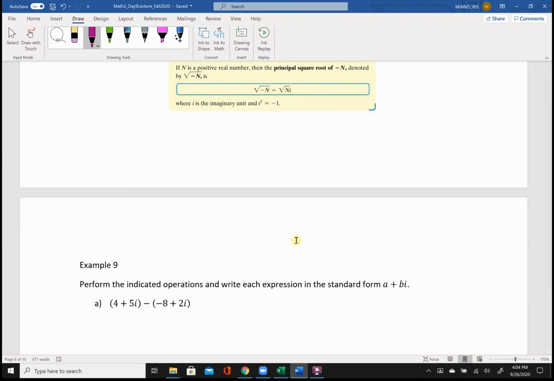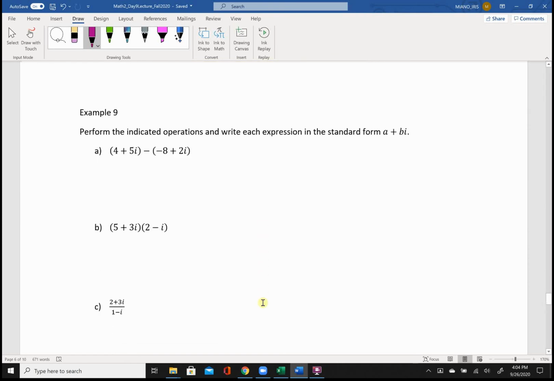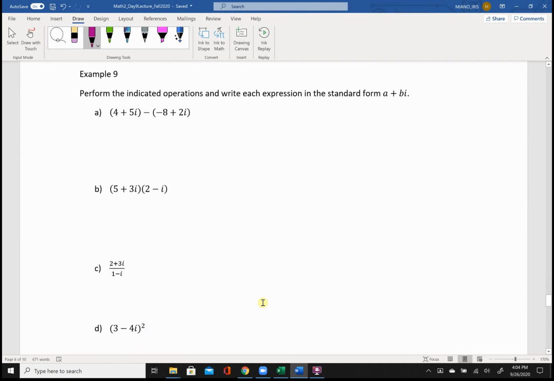So let's just go ahead and bust out several examples just to get ourselves warmed up on the idea of this non-real complex number situation. Okay, so if we wanted to subtract some complex numbers, the way you would do it is you would multiply through this negative sign, right? Which would look like 4 plus 5i, and then it would be plus 8, right, minus 2i.